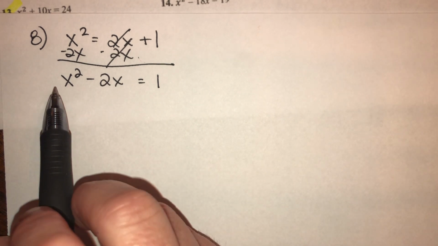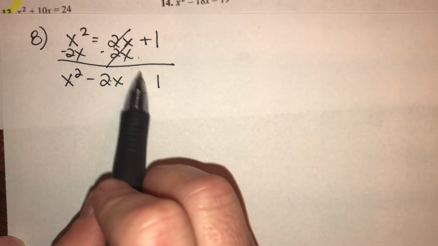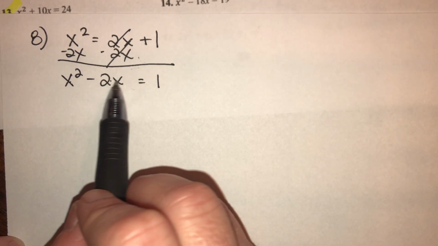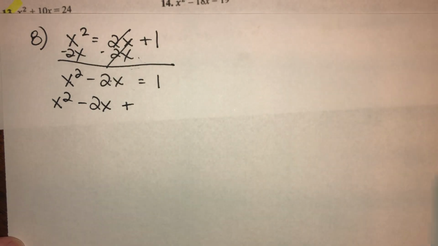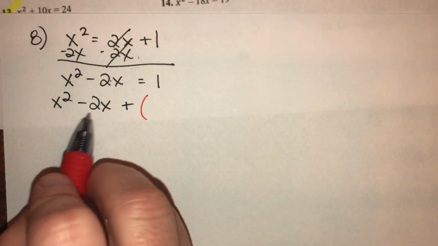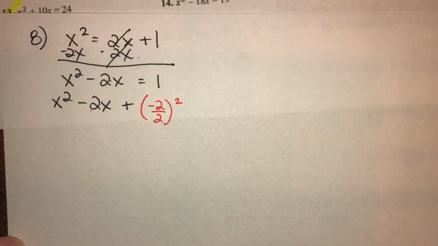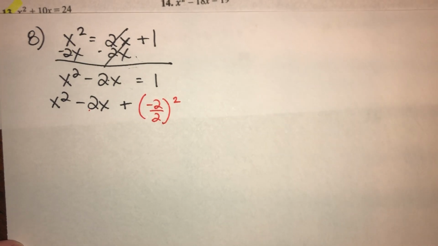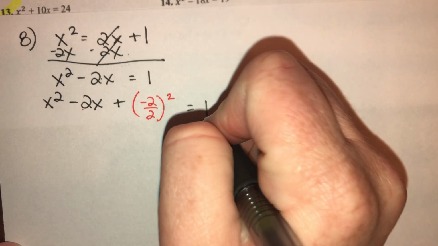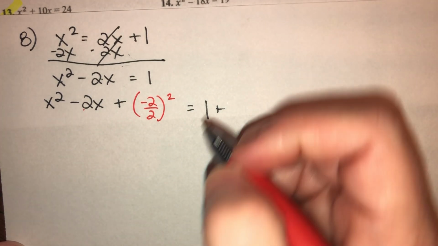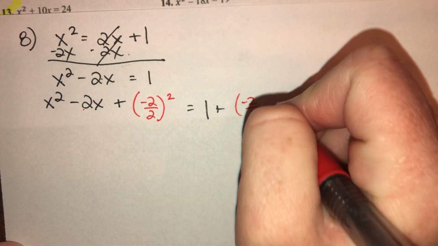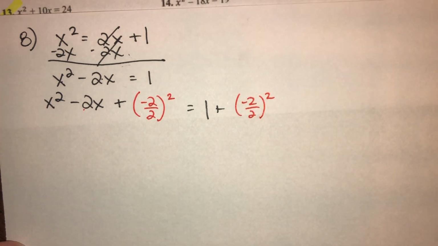Okay, so now I've got these two terms. I want to add a third term to make this a perfect square trinomial. So I'm going to have x squared minus 2x plus, and I'm going to take this term, divide it by 2, and then square it. And whatever I do on one side of the equation, I have to do the same thing to the other side of the equation. And then I can simplify.